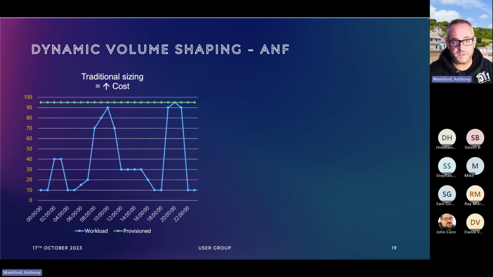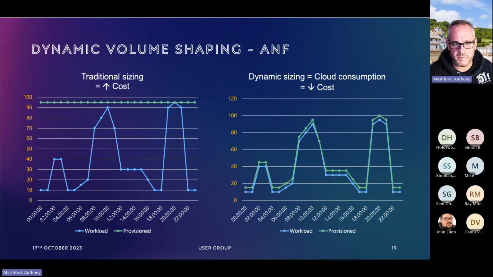And because of this flexibility, we have a method which we call dynamic volume shaping. As you see here on the left-hand side, the green line at the top is the provisioned storage. The blue line underneath is the workload, which is fluctuating throughout the working day. But with dynamic volume shaping, you can scale the volume size to meet the workload and its demand. And the natural byproduct of that right sizing is cost optimization. So you can get quite clever with this.